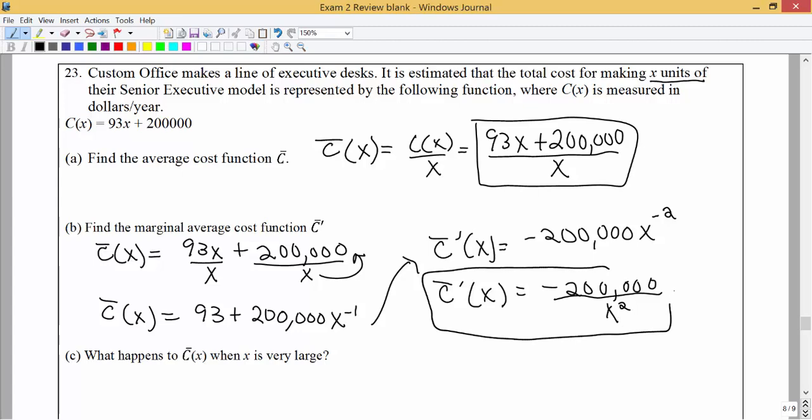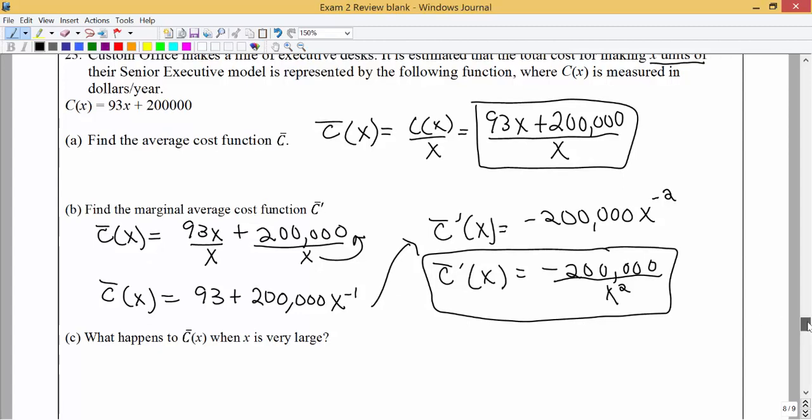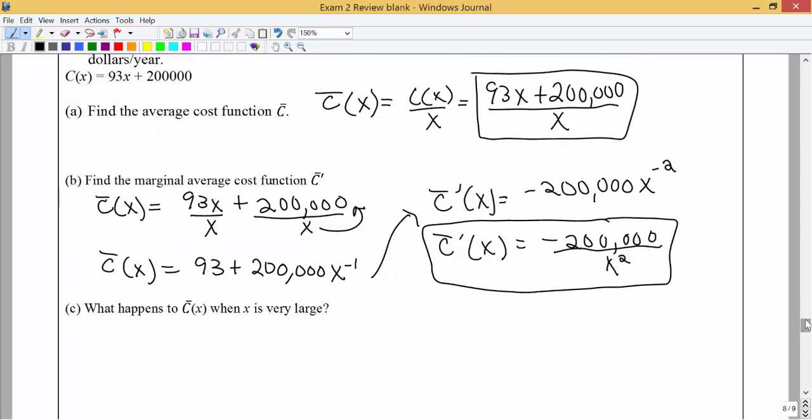And this is our marginal average cost function, which we can see from the equation will always be decreasing, which is what we know about our average cost function. As X increases, or as the number of units increases, then the average cost function should be decreasing.